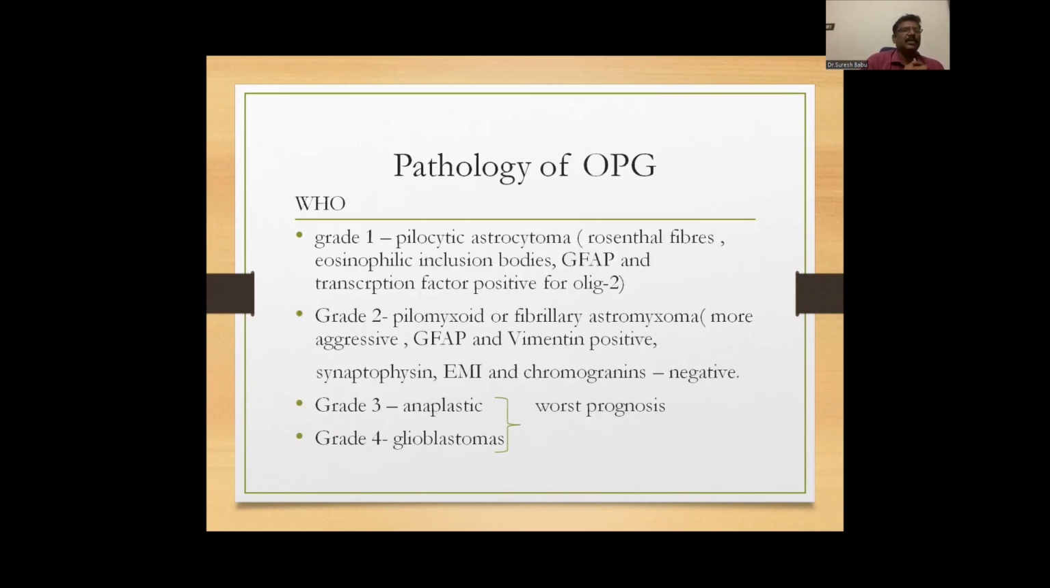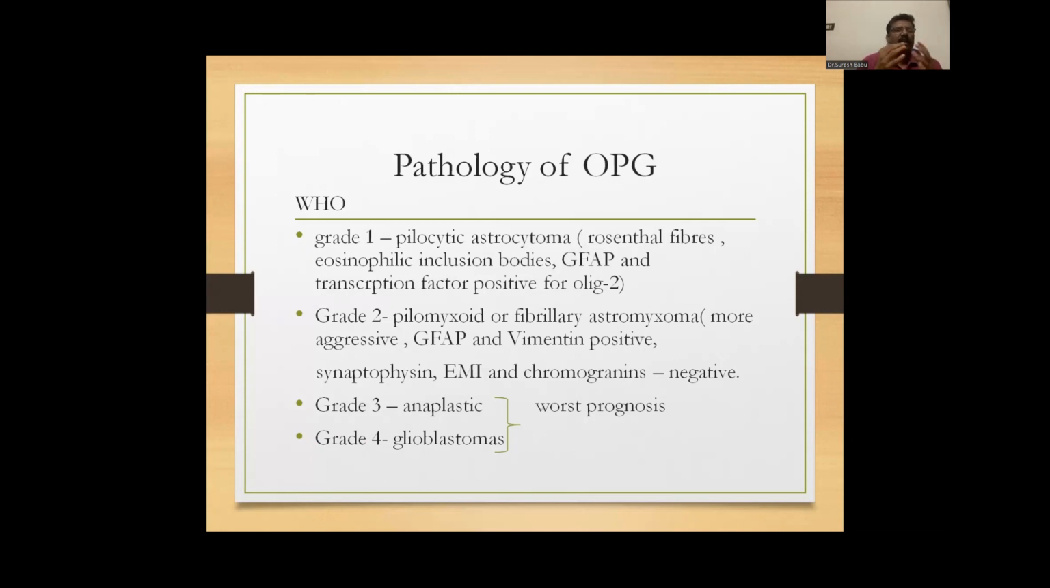So pathologically, what is the WHO classification? There are 4 grades: grade 1, grade 2, grade 3, grade 4. Grade 1 is pilocytic astrocytomas. So in these pilocytic astrocytomas, the main histological features are Rosenthal fibers and eosinophilic inclusion bodies.